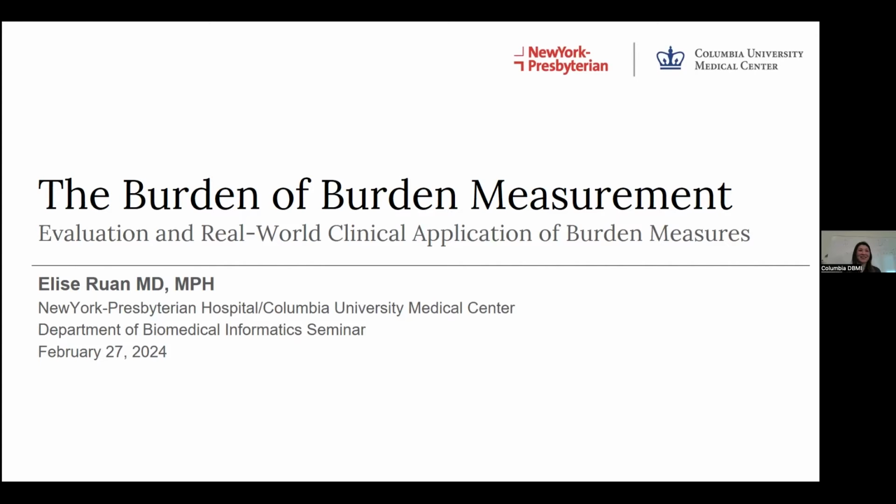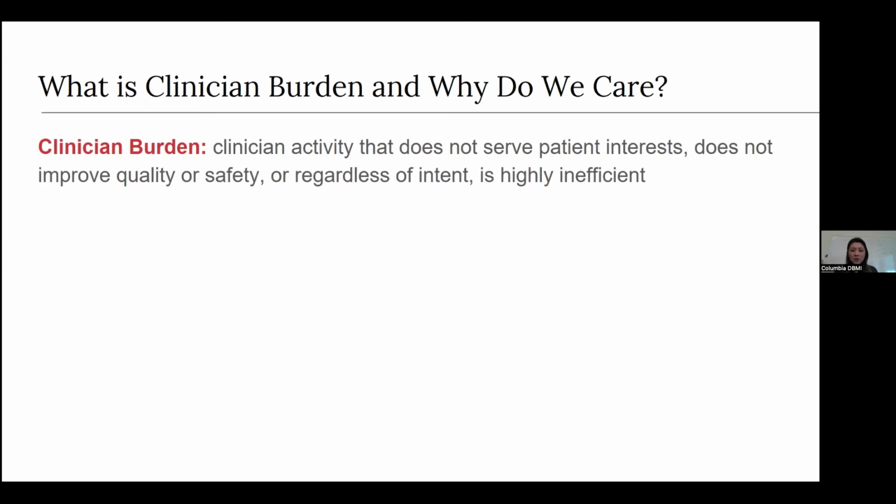Great. Thank you, Sarah. I think I know everyone here, but I'm here to talk with you today about burden measurement, specifically about how to evaluate and apply these different approaches to burden. I want to start with the definition of clinician burden, because it frames the way that we can think about burden measurement. This definition I like because it covers three main areas.